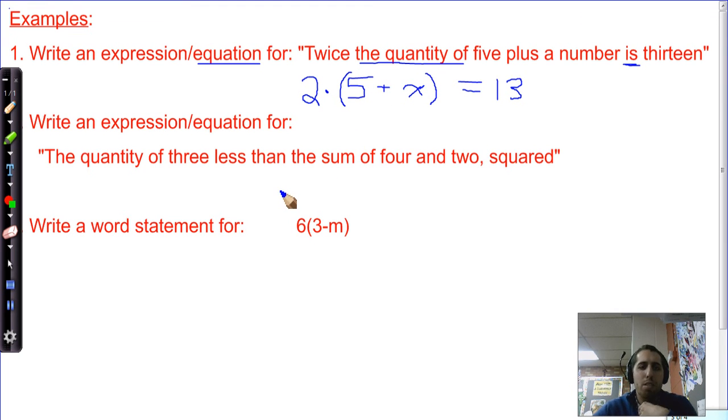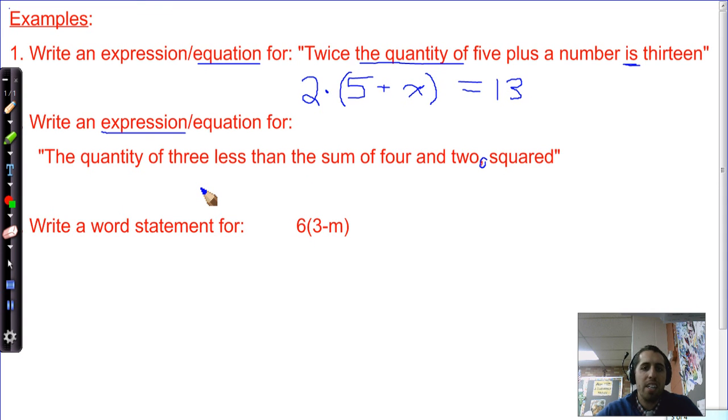It says write an expression or equation for the quantity of 3 less than the sum of 4 and 2, squared. So some things to figure out here is that we probably have an expression because I didn't hear equals and I didn't hear is. And we also have this comma, which means that's the last thing we're going to do, is we're going to do all this other stuff first and then square whatever we get. And this is saying the quantity is going to be squared.